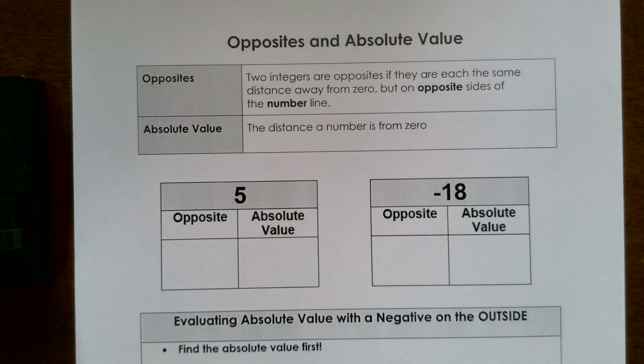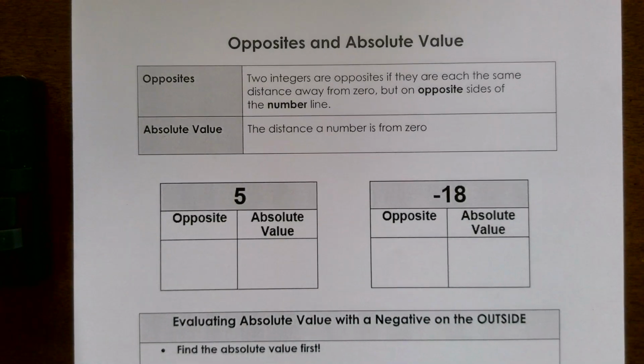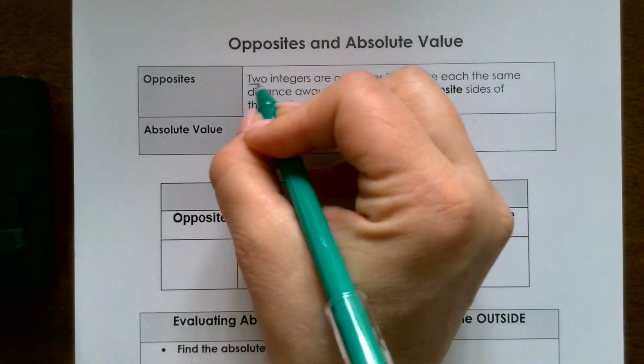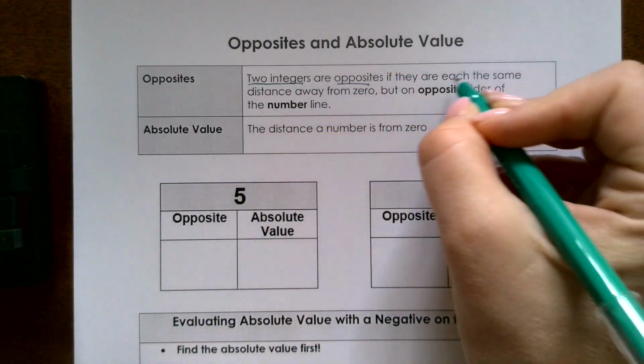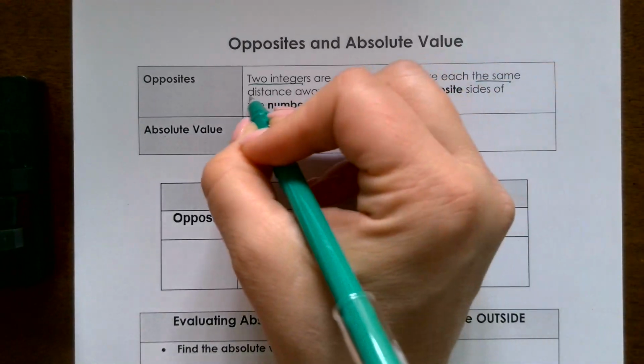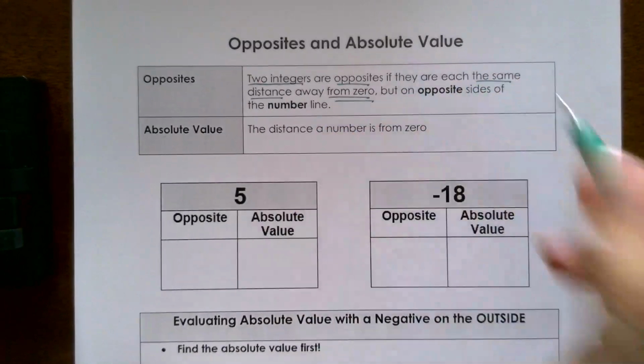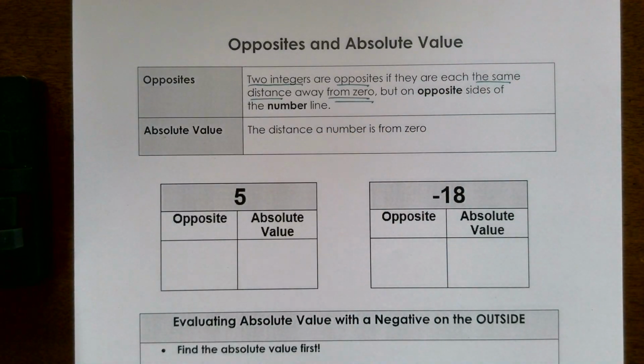And welcome. This is a pre-algebra video discussing opposites and absolute value. It is on page 7 of your quarter 1 pre-algebra notebook. What are opposites? Two integers are opposite if they are each the same distance away from 0, but on opposite sides of the number line.